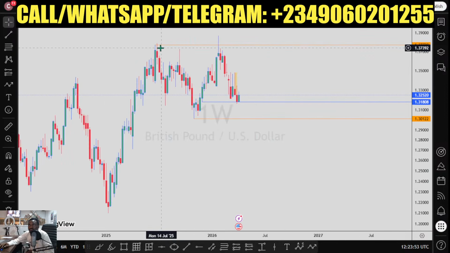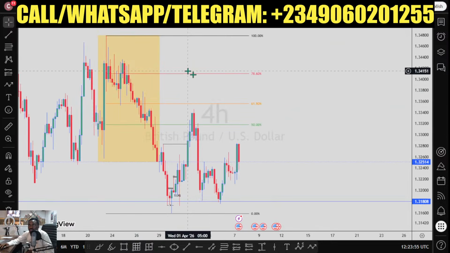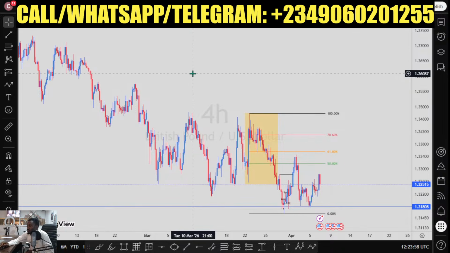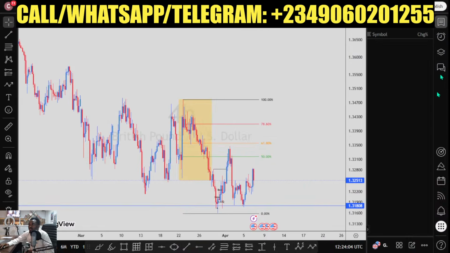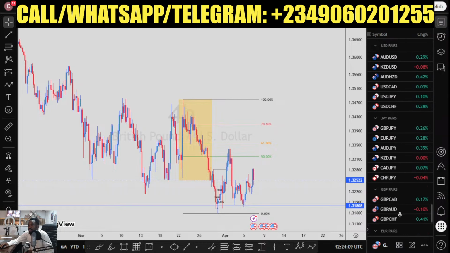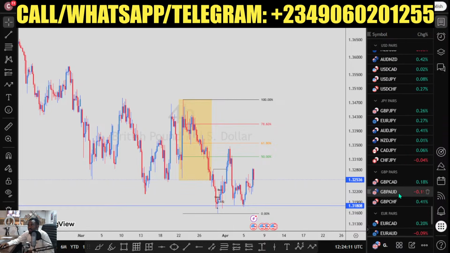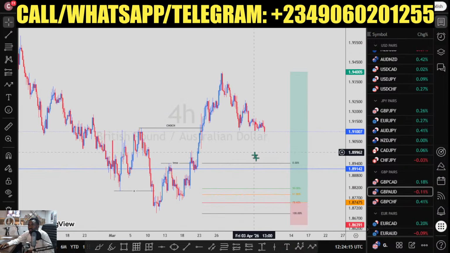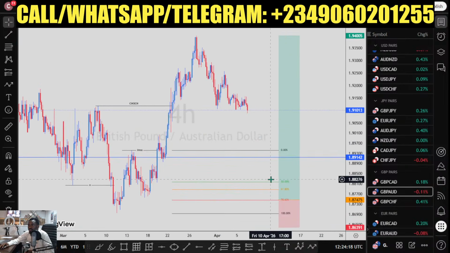Okay, so we just need to keep monitoring it. So that is what we have on the GU. The only trade I can see which is more easy to analyze is the GBP AUD. You can see that. Let it push all the way down. We look out for possible entry.